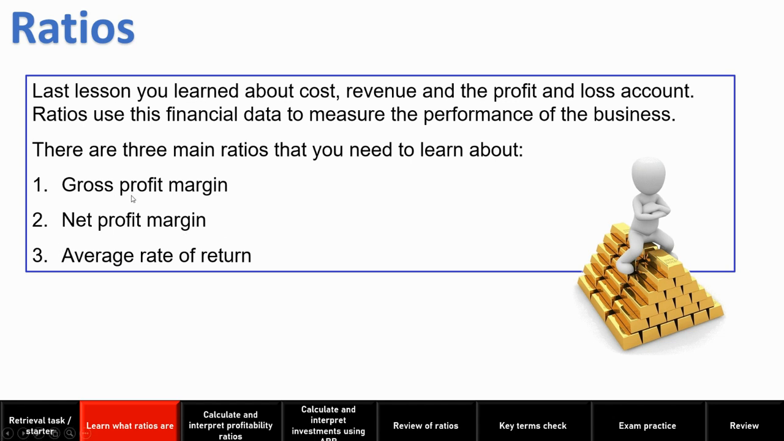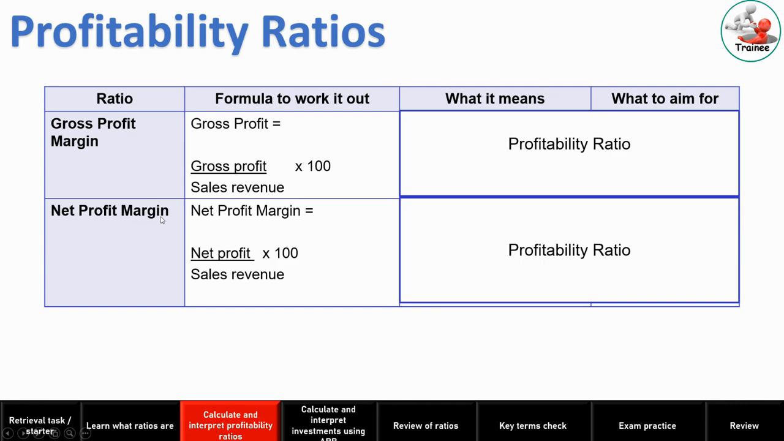Right. Let's have a look first of all at these profit margin ratios. Very similar, aren't they? So what we have here is a ratio that says the gross profit margin is the gross profit divided by the sales revenue multiplied by 100. The net profit margin is the net profit divided by the sales revenue multiplied by 100. So these two are fairly easy to remember because they're basically the same ratio, aren't they?